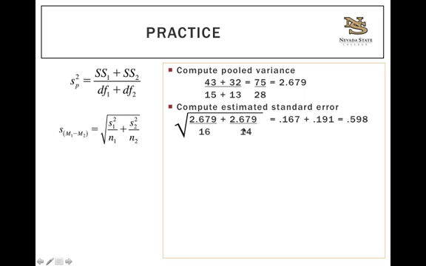So in this case, 16 and 14, and that gives us 0.598. There should be a square root right here. That's why I'm like, what's happening here? There should be a square root right here, and then this, so 1.6. So you add 0.167 plus 0.191, you square root that, right? You take the square root of that and you get 0.598. And that is our estimated standard error for both groups going on, okay? Because we used our pooled variance.